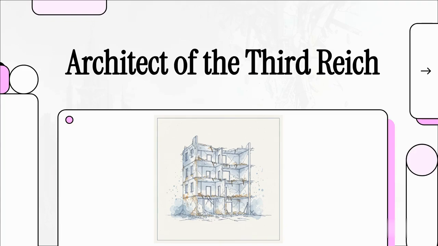Today, we're looking at the blueprint for one of history's most terrifying structures, the Third Reich. We're going to break down how one man went from being an aspiring artist to the architect of a totalitarian state that literally plunged the entire world into war. So let's unroll the plans and see exactly how it was built.